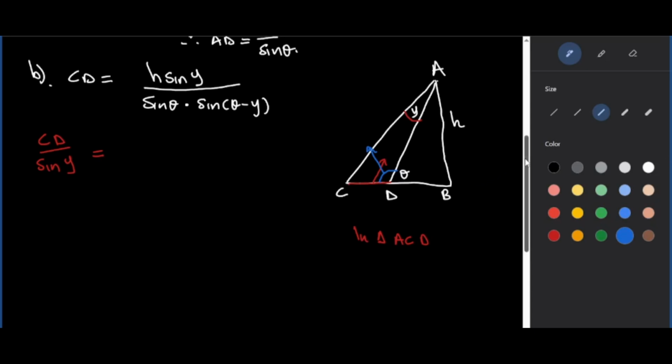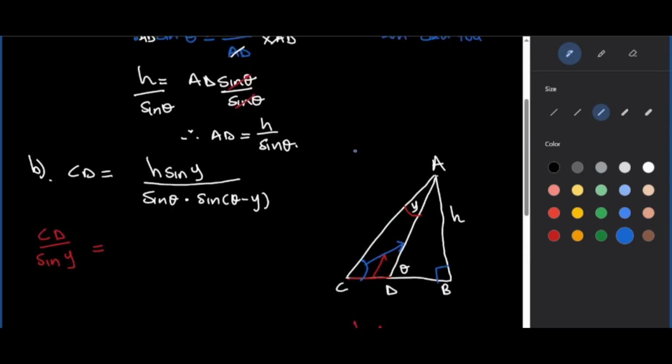So you want to use AD. Yes, exactly. We need AD because AD is the one that will bring us to the other triangle so that we can get that H and we can get that theta. Am I making sense? This angle will force us to use that side, because when you look at this, AD will bring us theta, AD will bring us H. And already we know that AD is H over the sine of theta.